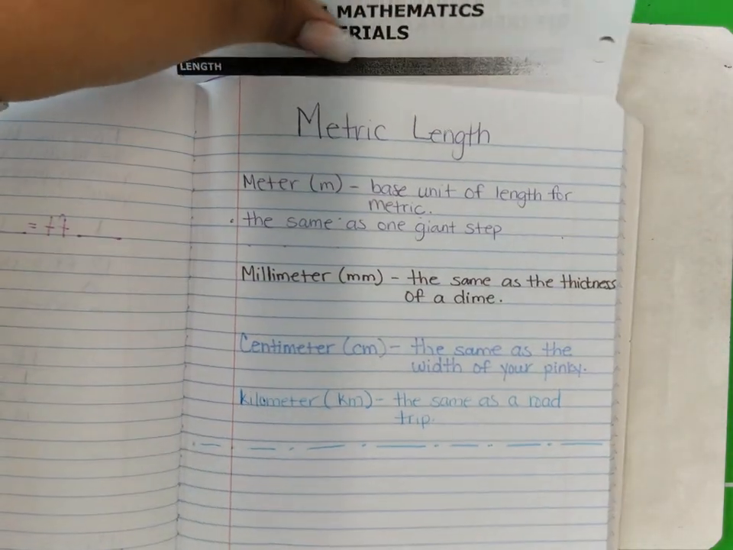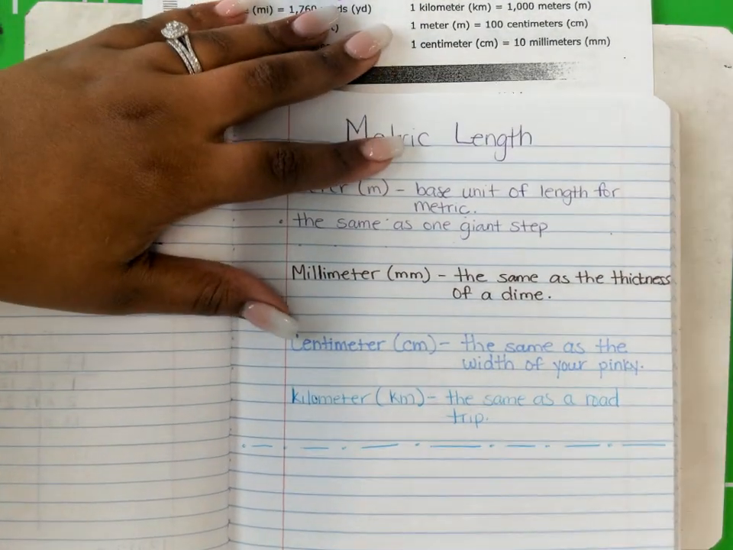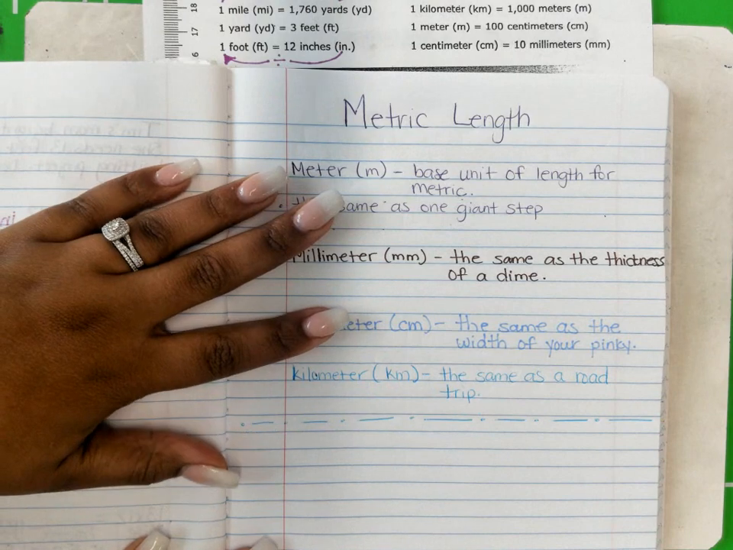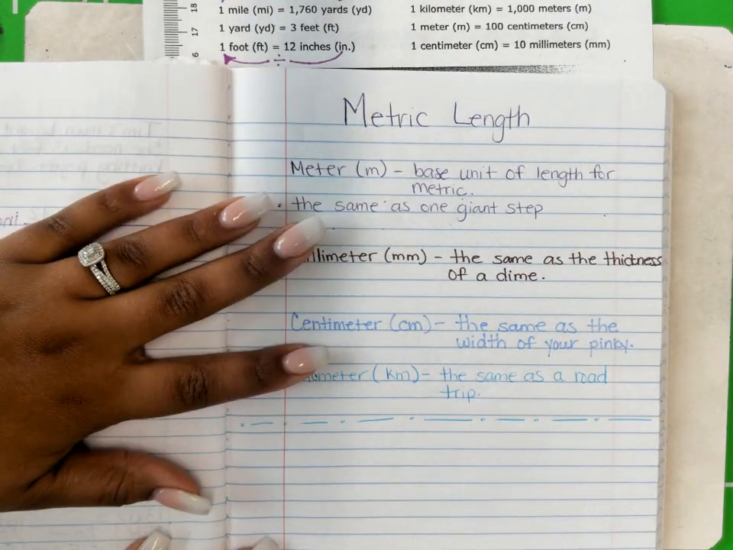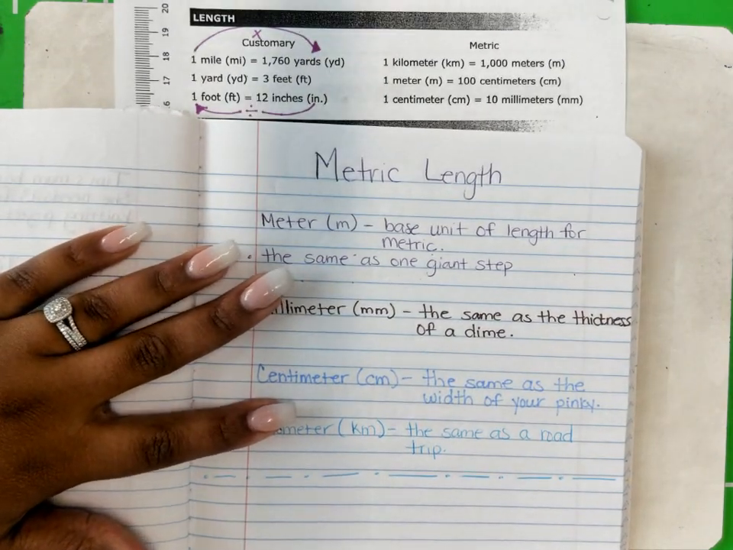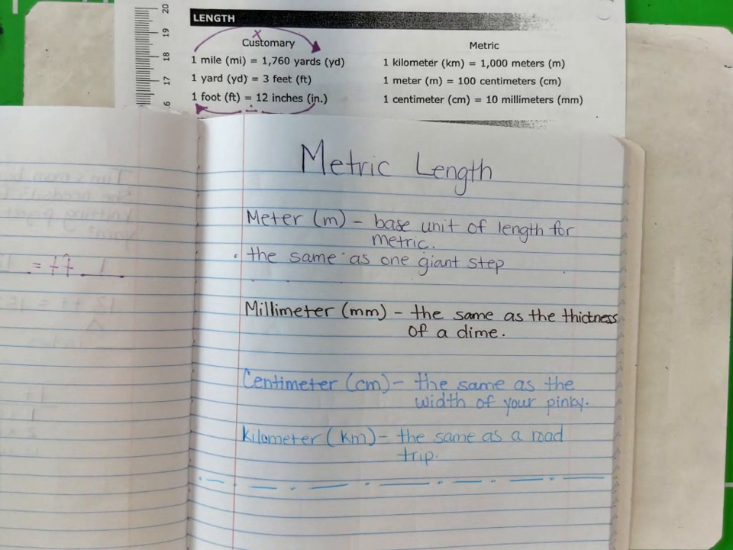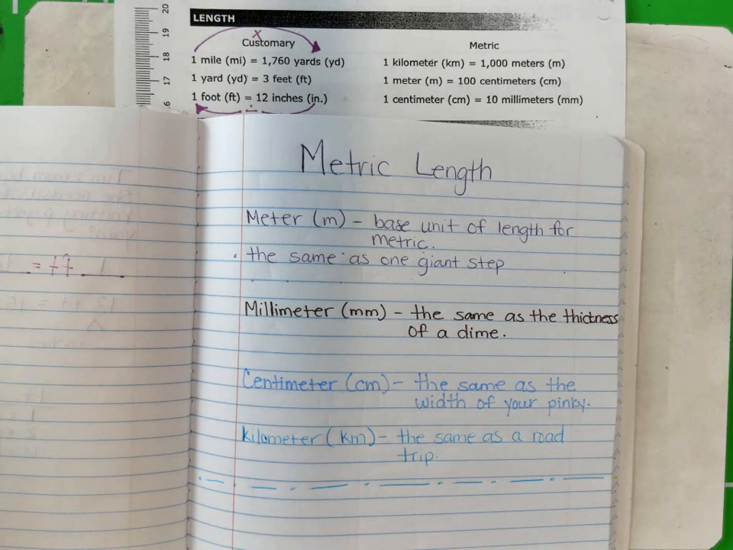So if you look at your sheet, our part 2 was to work on converting and then building our tables in order for us to go back and use as a reference tool. So we see that our units of measurement are: 1 kilometer is the same as 1,000 meters. 1 meter is the same as 100 centimeters. And then 1 centimeter is the same as 10 millimeters.